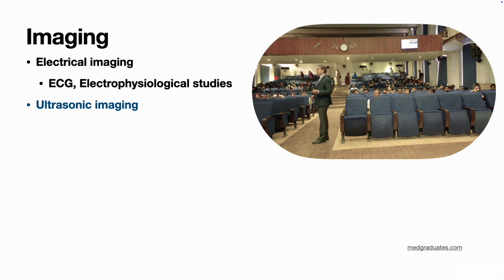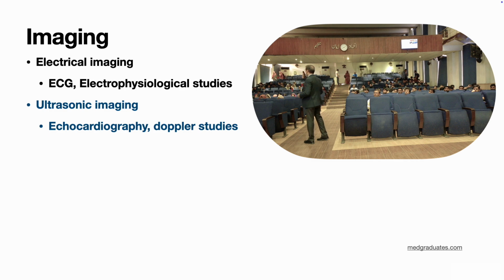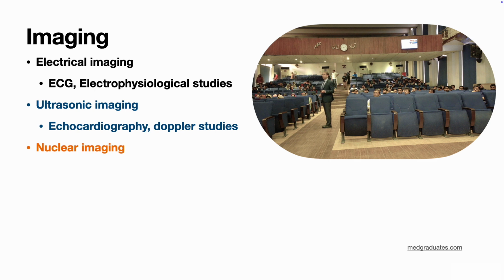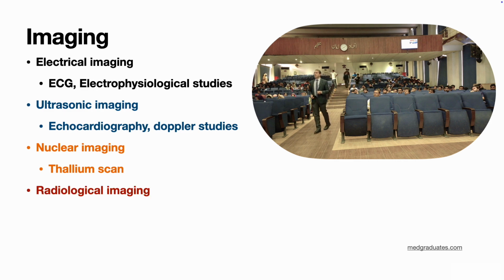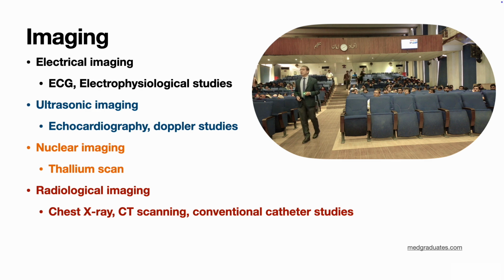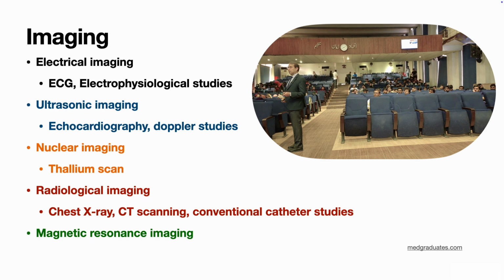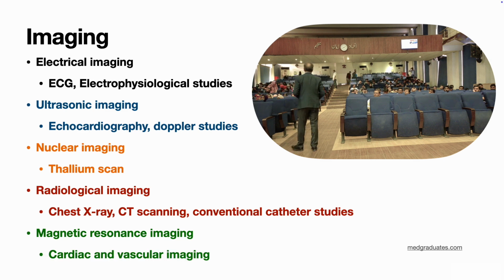Then you've got ultrasonic imaging, like you mentioned, echocardiography. You can have Doppler studies, which can show you the flow of blood in the heart and in the blood vessels. Echo tells you the structure of the heart and the flow of blood in the heart. And then you can have nuclear imaging like thallium scan. Radiological imaging: chest X-ray, CT, catheter studies, and the latest addition is MRI, cardiac and vascular imaging using magnetic resonance imaging. So these are the tests which are used for structural imaging.